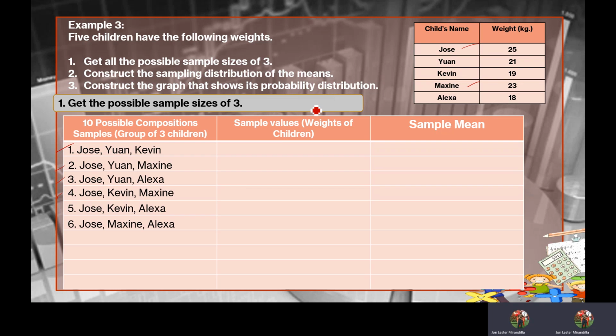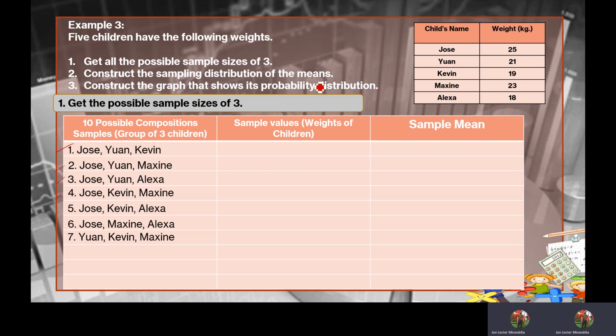So, Jose, Maxine, and Alexa. Then, pwede rin si Jose, Maxine, and Yuan. Pwede ba yun? Try natin. Okay. So, Yuan na tayo niyan, kasi bawal nga nauulit pala sa combination. Okay. Dito tayo kay Yuan yan.